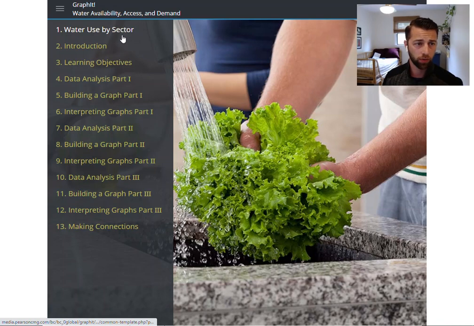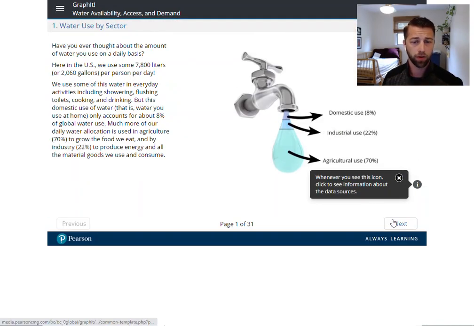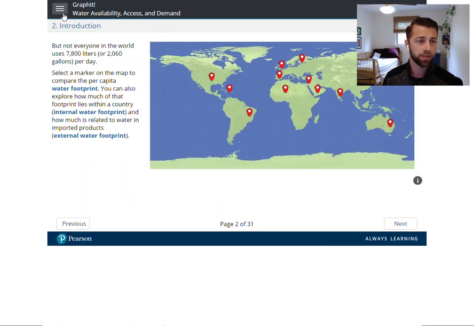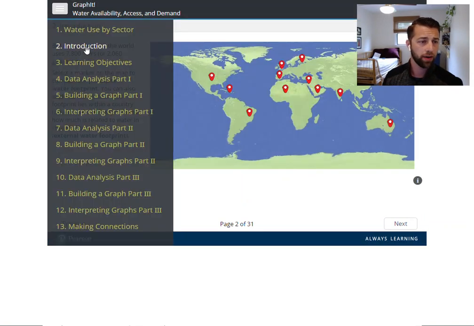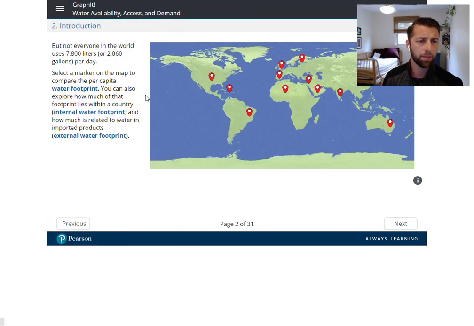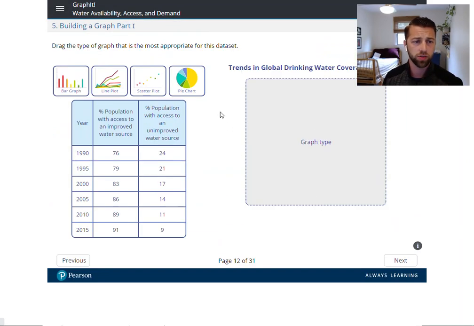They're going to read through an introduction. This is more of the introduction. It breaks down water usage by area. We have learning objectives, and then they end up building multiple graphs through this using the information.